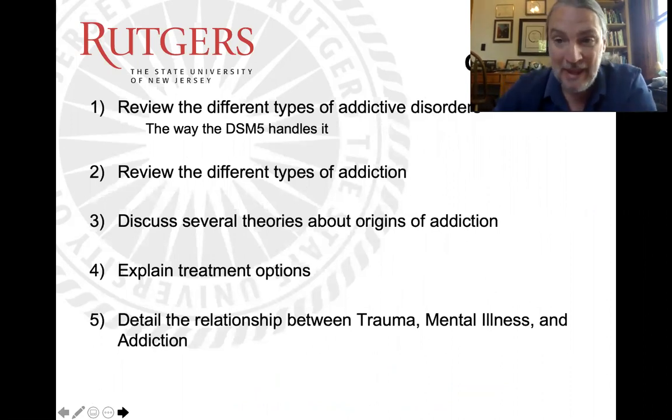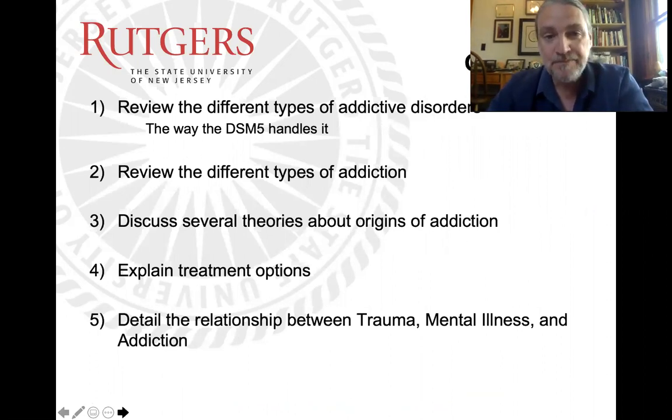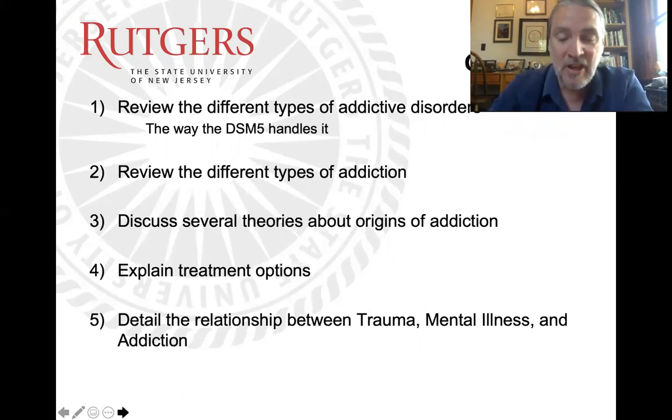So addiction is way too big a topic to cover in just one small video. But this is what we're going to be taking on today. And we're going to stick pretty close to the diagnostic manual's interpretation of addiction. We'll talk about that as well. So we're going to talk about the different types of addiction according to the DSM-5. We're going to talk about some of the theories of addiction, talk about some of the treatment options that are out there, a very brief overview of that. And we're also going to talk a bit about the relationship between trauma, mental illness, and addictions.